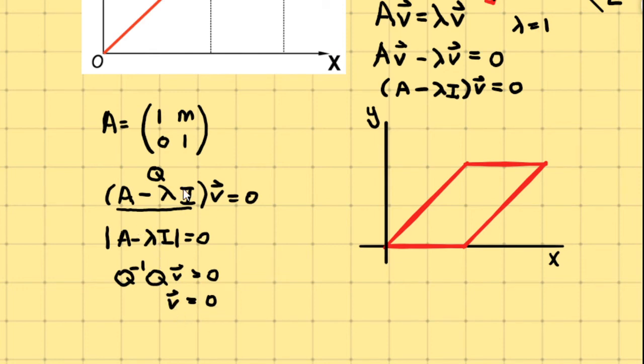So in order for A minus lambda times the identity matrix times v to equal 0, which is what we want to happen, the matrix inverse cannot exist. And the only way a matrix inverse won't exist is if the determinant of Q is equal to 0. Okay, so that's the extra condition we're going to apply.